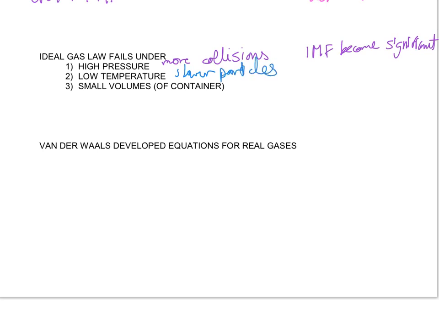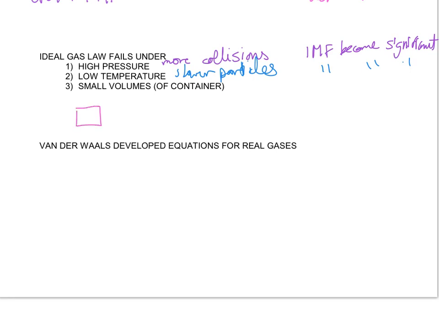If your particles are moving pretty slow, that means that, again, they will spend more time close to each other, and so again, your intermolecular forces become significant, so you can't ignore them anymore. Finally, smaller volume of the container.